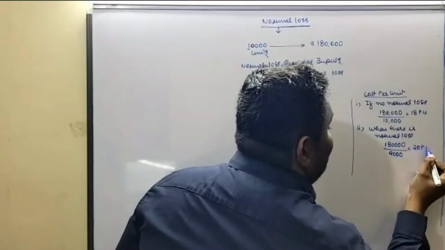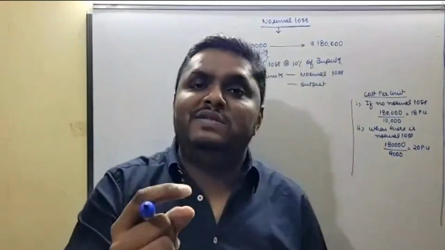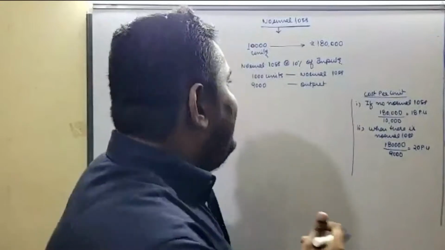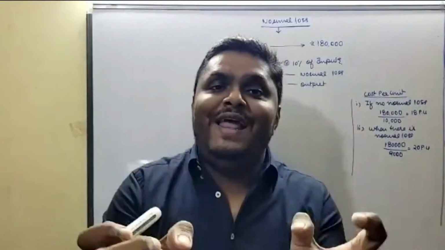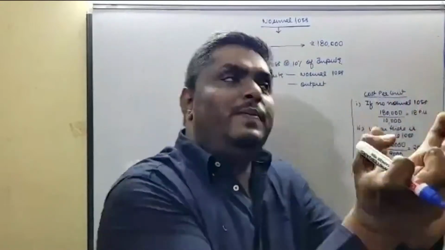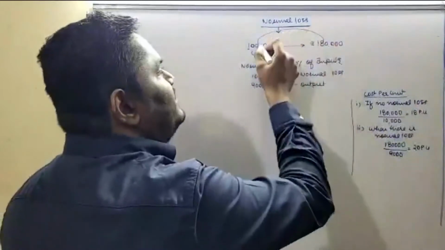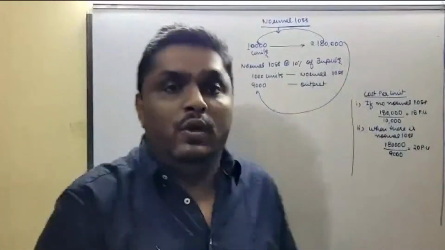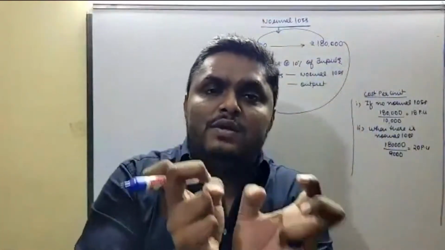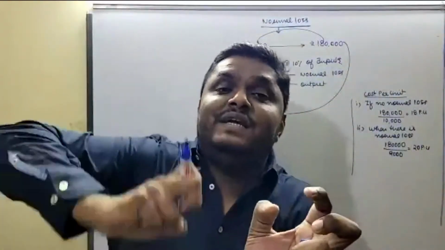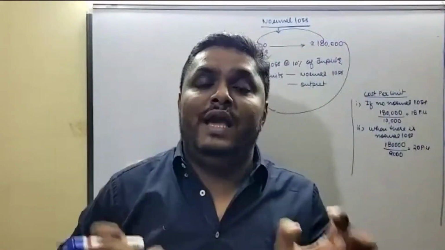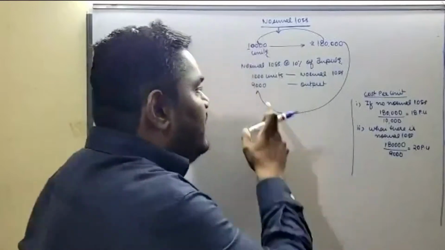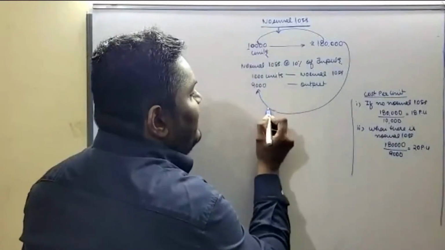And the cost per unit will go up by rupees 2, and the total cost will be rupees 20 per unit. So herein, this cost of 1,80,000, which was supposed to be absorbed by 10,000 units, will now be absorbed by these 9,000 units only. The loss of these 1,000 units will be compensated by the remaining 9,000 units.